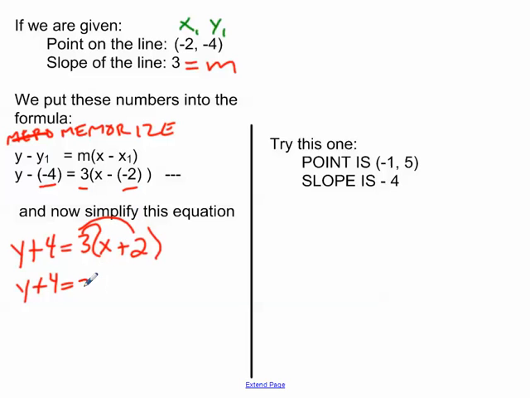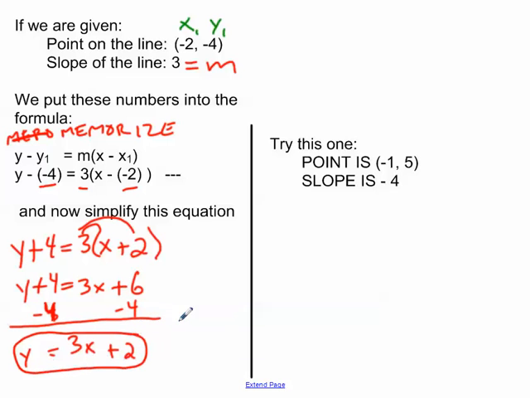3 times x is 3x. 3 times positive 2, positive times positive is positive, 3 times 2 is 6. We're almost there, and all we have to do is subtract 4. We could subtract 6, but it wouldn't get us too far. Let's subtract 4 over here as well, and we get y equals 3x plus x minus 4 plus 2. And there is the formula for a line.